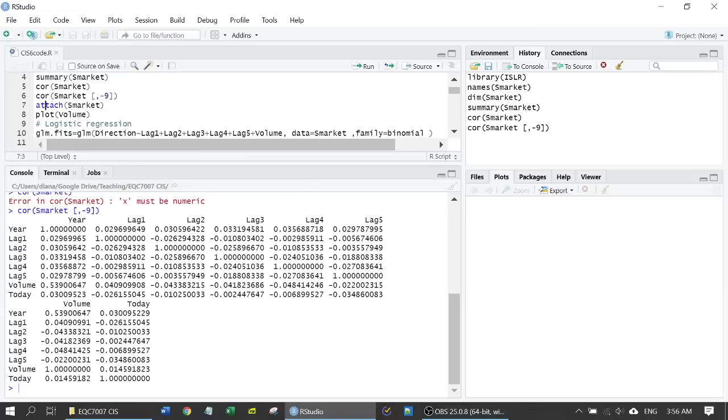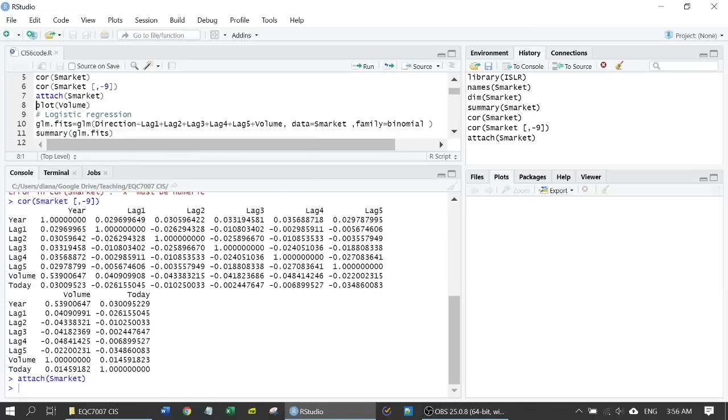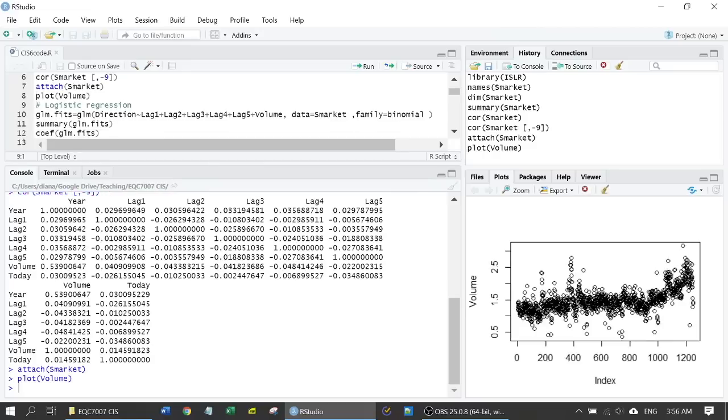Okay, now the next line is I just use the attach. If you're not sure what attach is, I think you have to go back to the data manipulation. And next, I just use the function plot for this volume.